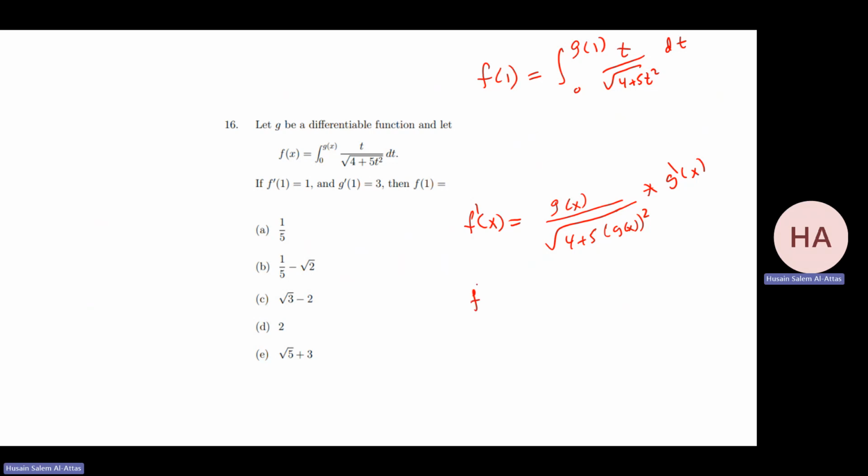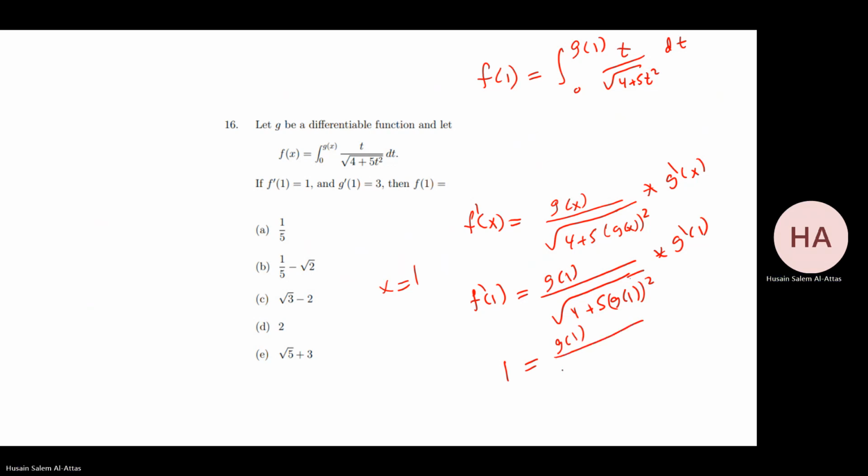Okay, that means f prime at 1, x equal 1. f prime at 1 would be g at 1 over square root of 4 plus 5 g at 1 squared, times g prime at 1. That means g at 1, which I'm looking for, over this. g prime at 1 is 3. So I have 3 g of 1.